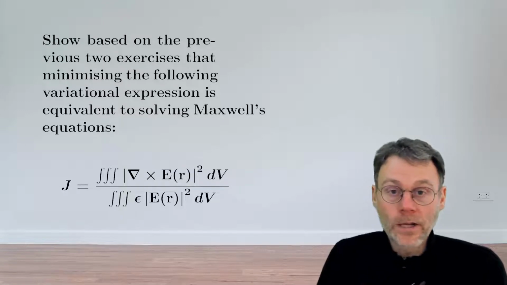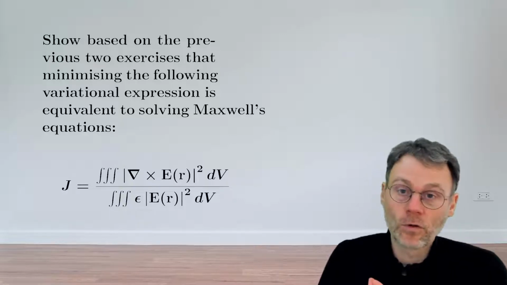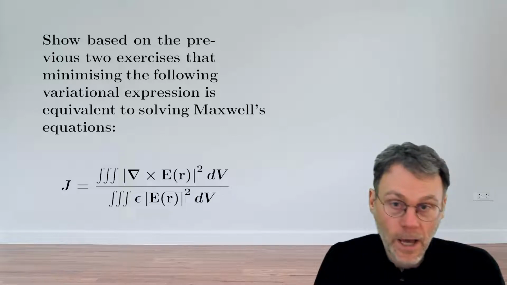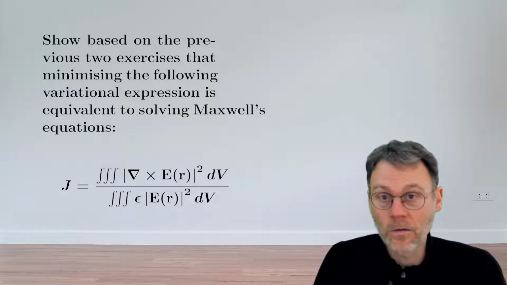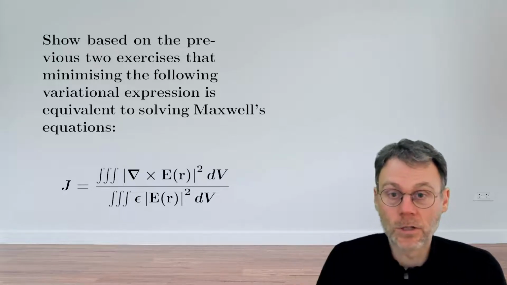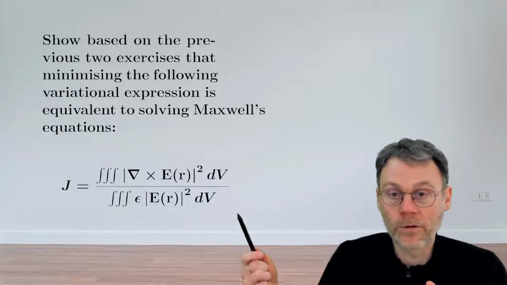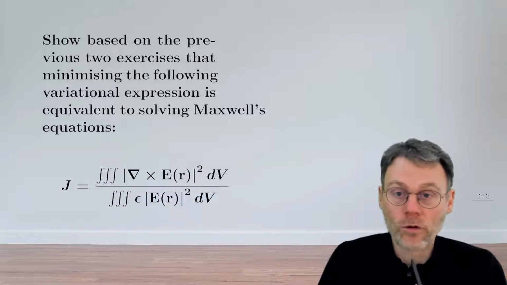Here we need to bring together what we know from the previous two exercises, namely, first of all, that we know what the variational formulation is of a generalized eigenvalue problem, and second, that we know what the generalized eigenvalue problem for the electric field looks like. So pause the video and see if you can combine these two pieces of information to derive the following variational expression for the electric field.